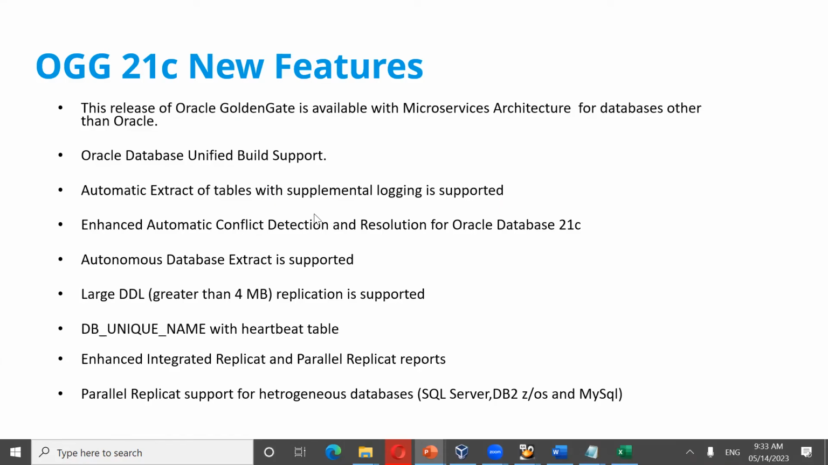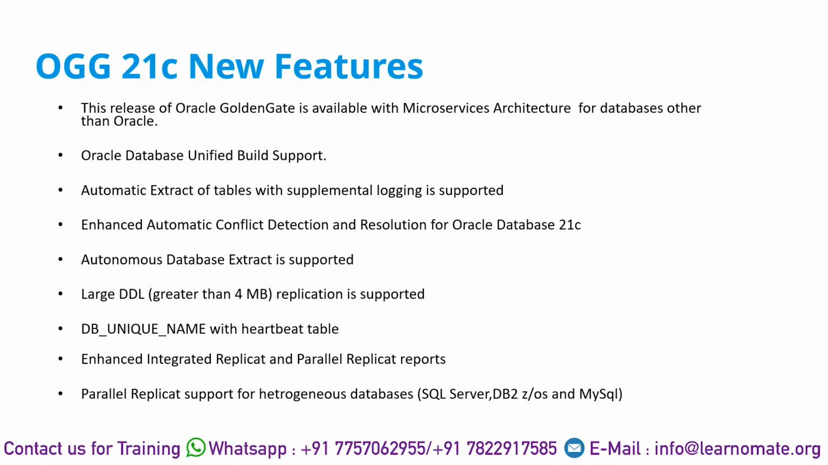Then automatic extract of tables with supplemental logging is supported. So as soon as you enable the supplemental logging, you can enable the automatic extract of tables as well in 21C. But for that, you need to have database 21C as well. Then Golden Gate has bidirectional conflict detection and resolution. So enhanced automatic CDR support is there.